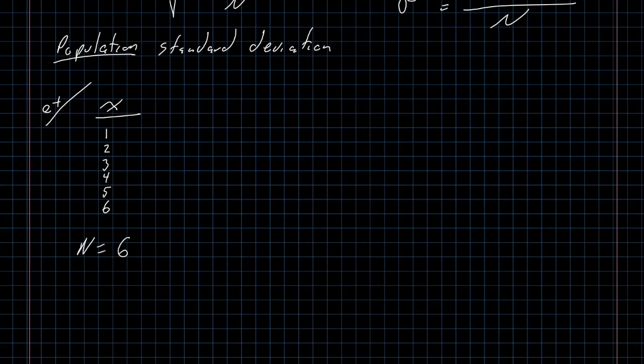Right, so the first thing I need to do in order to calculate a standard deviation is to calculate the mean. I notice that there are 6 scores in the distribution. If I add all of those scores together, 1 plus 2 is 3, 3 and 3 is 6, 6 and 4 is 10, 15, 21. And then the mean is 21 divided by 6, which comes out as 3.5.